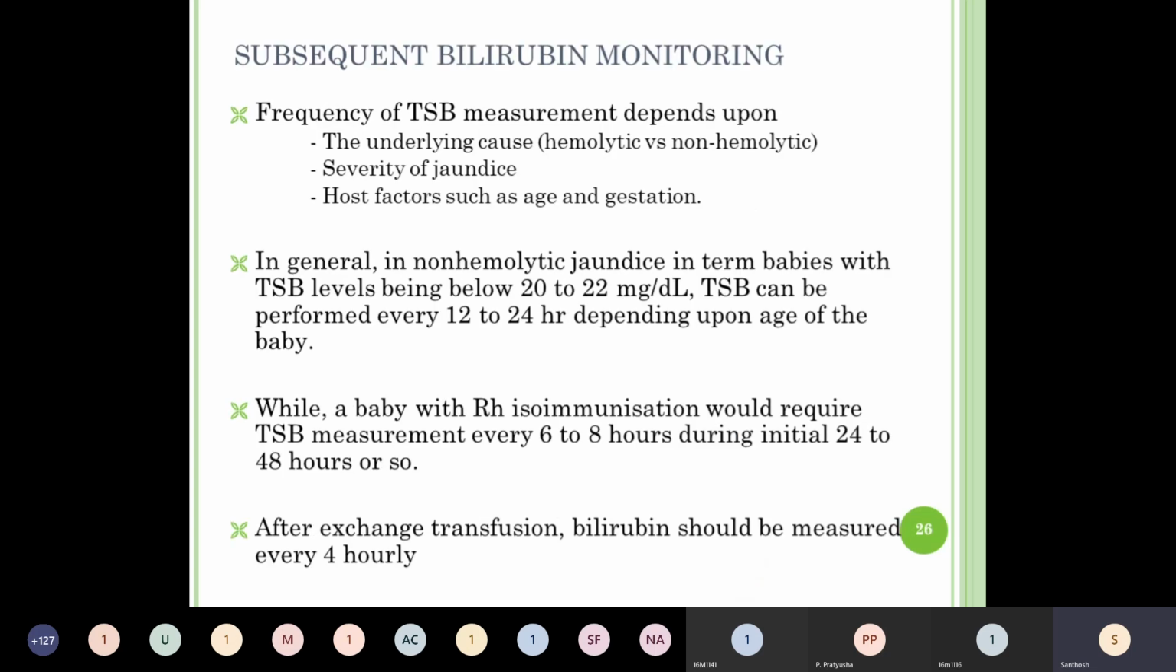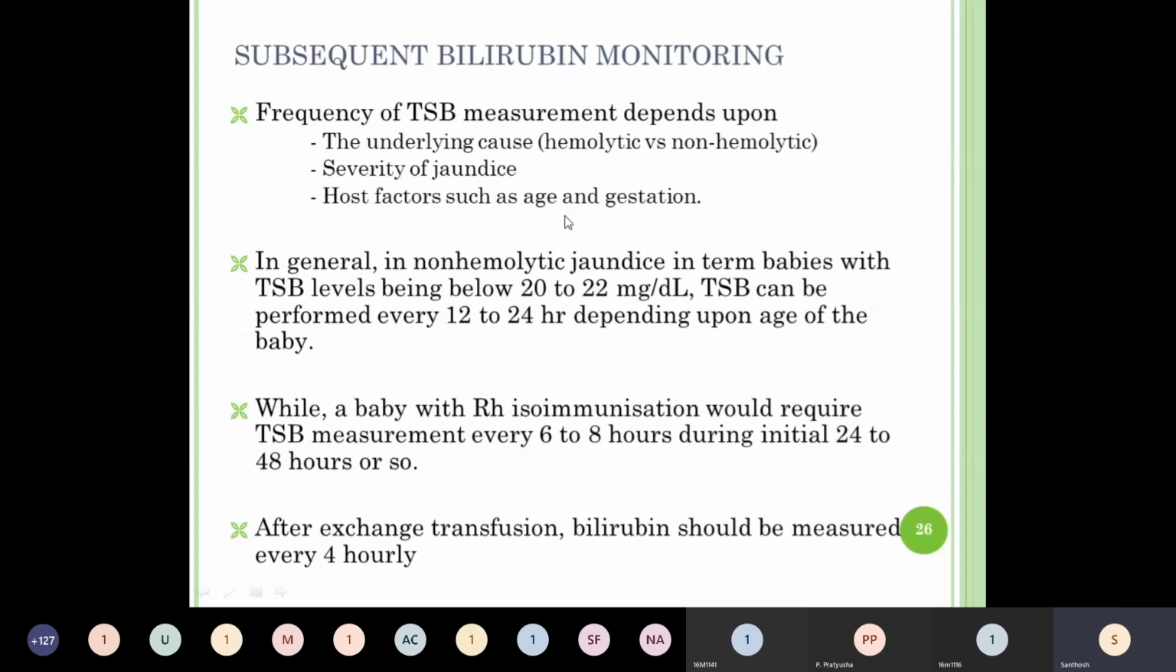Now, how often do you want to do serum bilirubin? Once you have diagnosed a baby as having high bilirubin and you start that baby on phototherapy, how often do you want to monitor? It depends upon the severity of the jaundice. Like if the baby has severe jaundice and the initial bilirubin levels are very high, then you need to prick the baby very often. It also depends on host factors like the age of the baby.